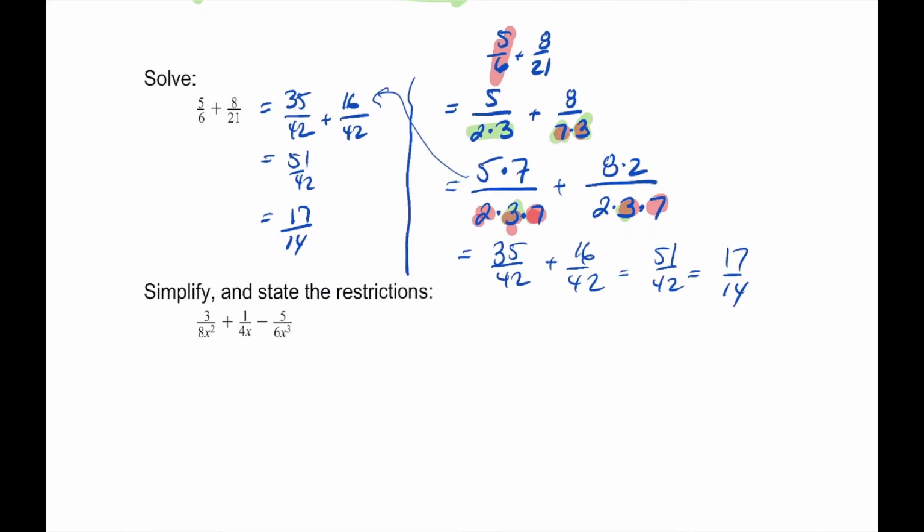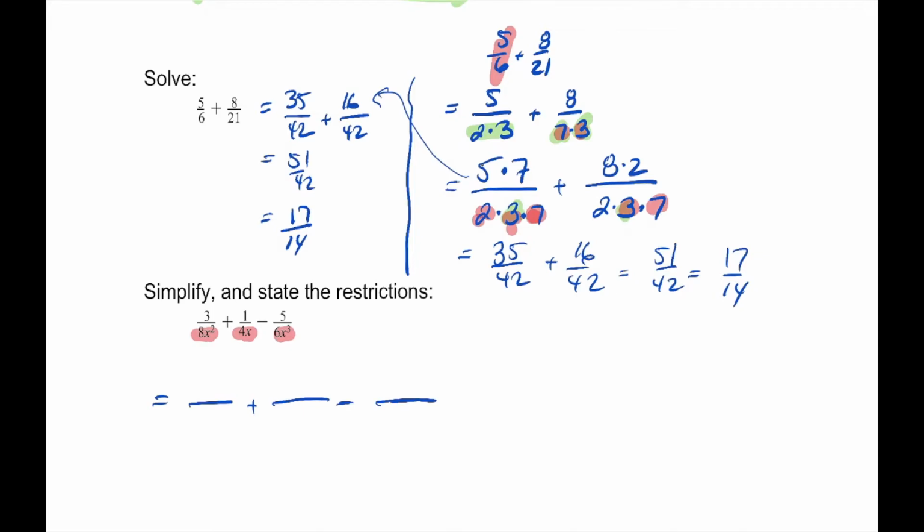So here would be another example where we want to simplify and state the restrictions. So then we want to add and subtract all this together. So this one is a little bit tricky in terms of figuring out what the lowest common multiple or denominator is of 8x squared, 4x, and 6x cubed. So in order to do this, we sort of need to break it up into 2 parts. So just let me start writing this out.